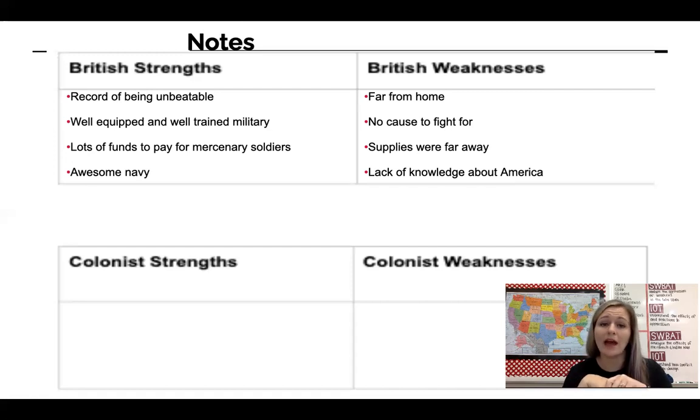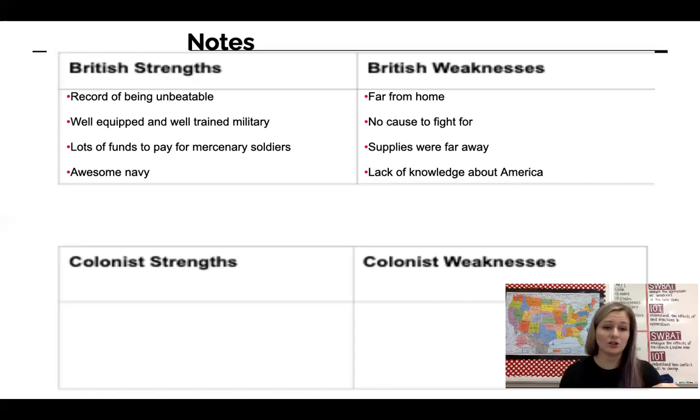Number three, they may have a lot of supplies, but those supplies are across the ocean. So they are very, very far away. They've got to bring stuff with them. But if they need more supplies, they have to go all the way back over to England to get them. And then number four, they have a lack of knowledge about America and about the terrain and the geography, which is obviously going to be a big advantage for the colonists.